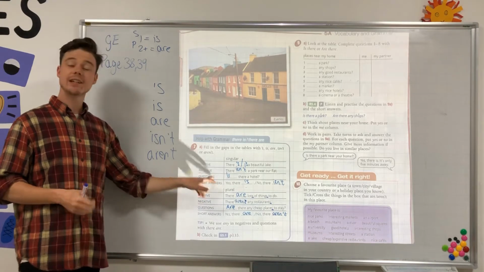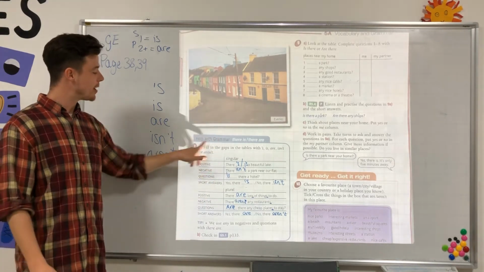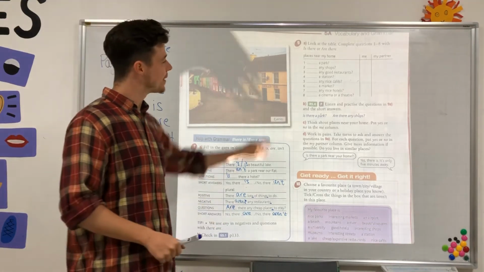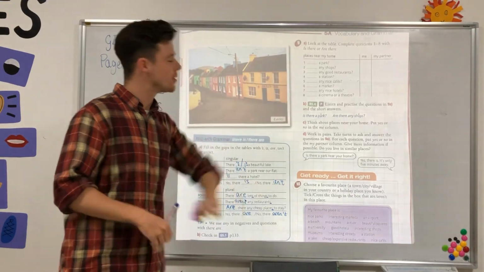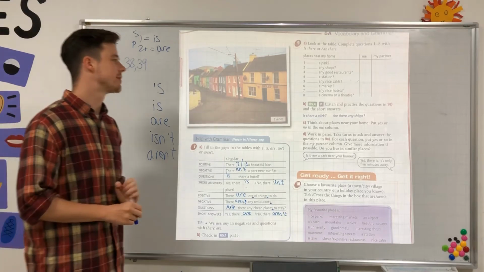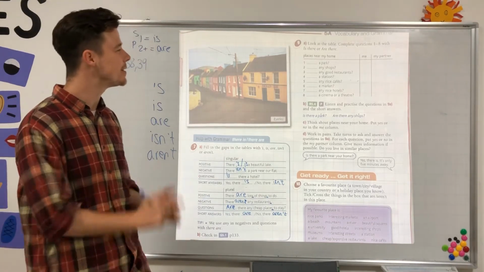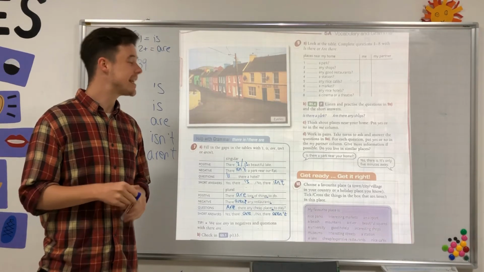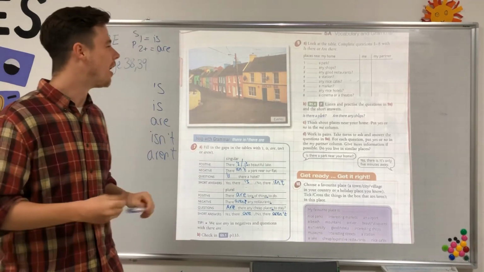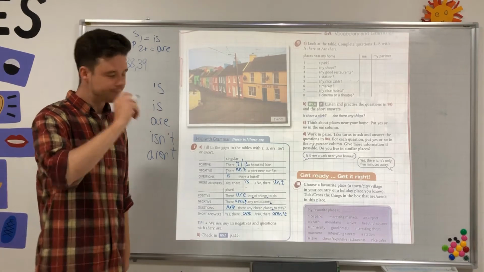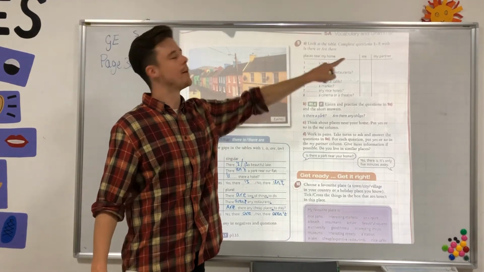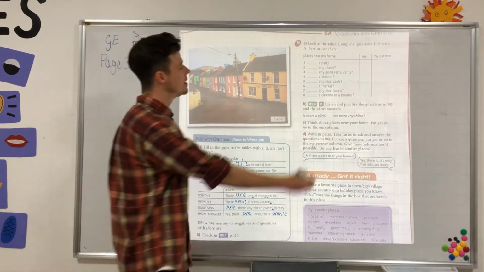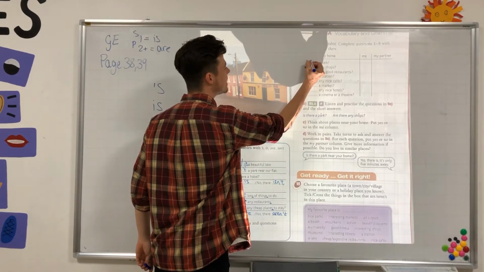Now, we still need to think about our grammar in part 7, and then we need to add in our missing words to all of the 8 questions. So it says, look at the table, complete questions 1 to 8 with is there or are there. So, number 1, we have a park. Now, a park is singular, so it would be is there.